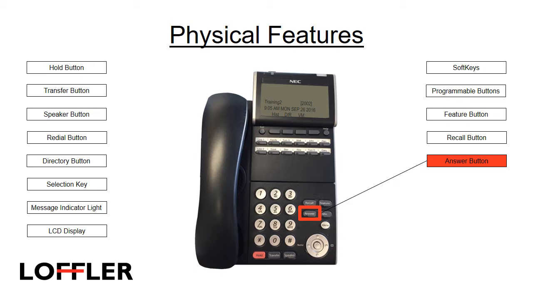The answer button allows you to answer an external call that's ringing your phone. The first call will be put on hold automatically. To return to the first call, press the flashing line key. This feature is only functional with outside lines. An internal call does not activate the answer key.